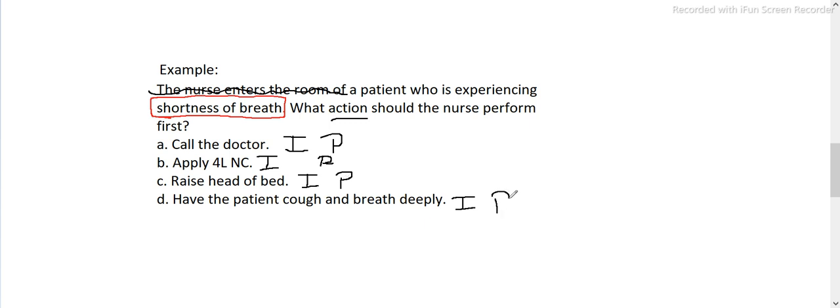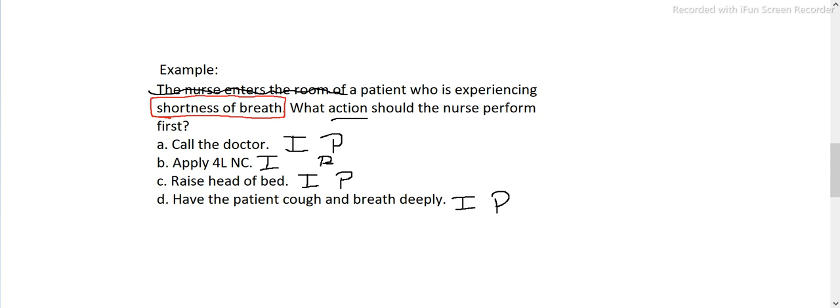Have the patient cough and deep breathe. That's, again, physical. Something psychosocial would be like if there is an option to comfort the patient, or maybe get one of their religious leaders in there to comfort them. That stuff is like the psychosocial.